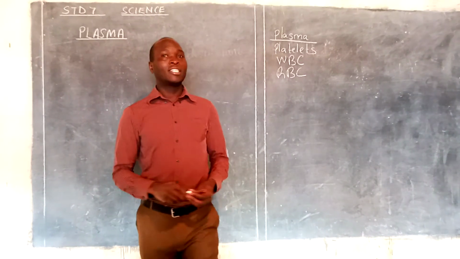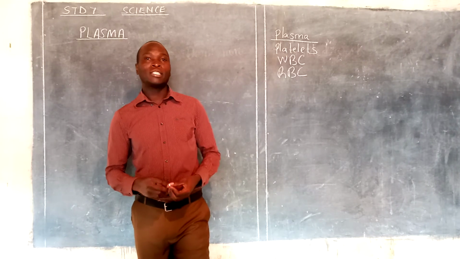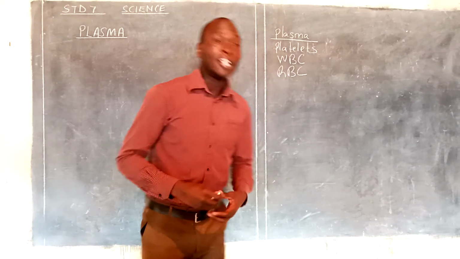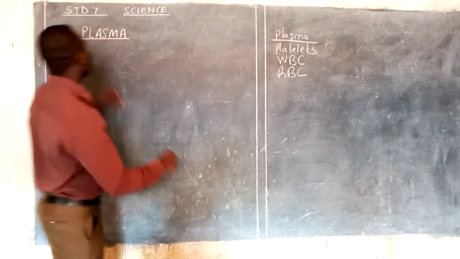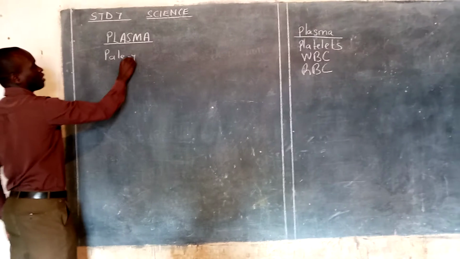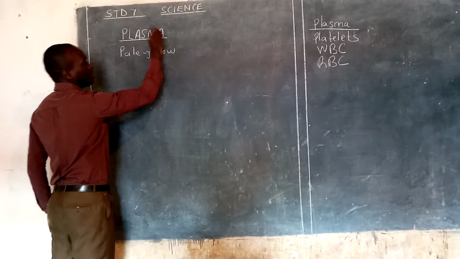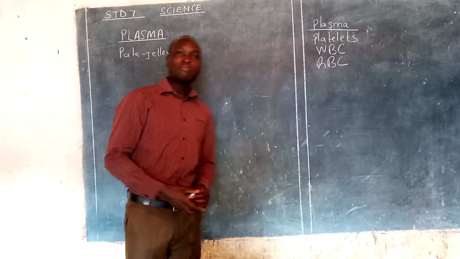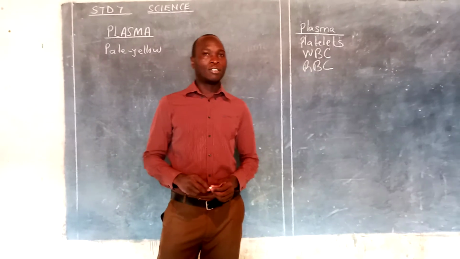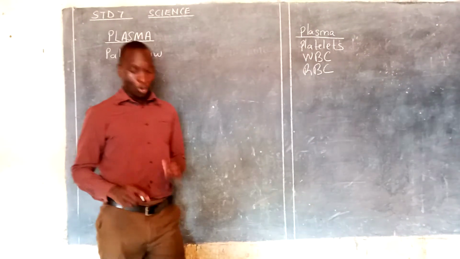First of all, plasma is the liquid part of blood. It is usually pale yellow in color. This plasma here is pale yellow in color. It is mainly made up of water. Around 90% of plasma is just water.